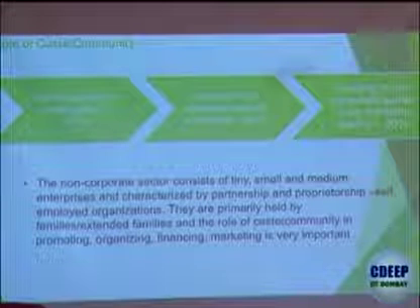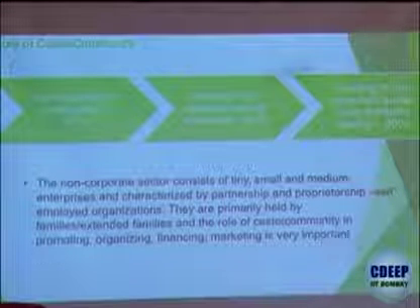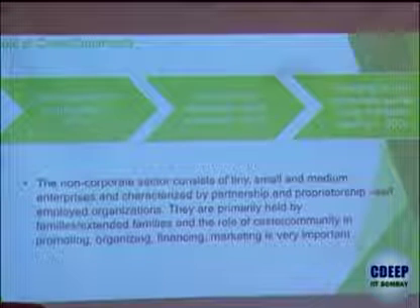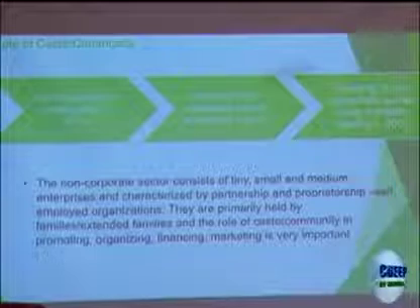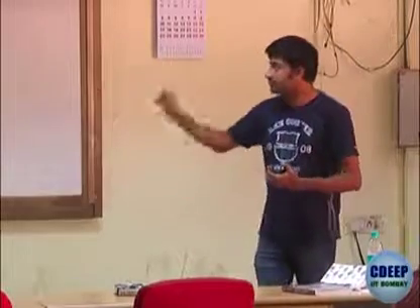As per the recent data, that is 2015, the services sector contributes 57% of the GDP, and the share of non-corporate sector in service. For example, there are different divisions in service sector, like non-rail transport, the hotels, etc. On an average, 62% is the share of non-corporate sector.